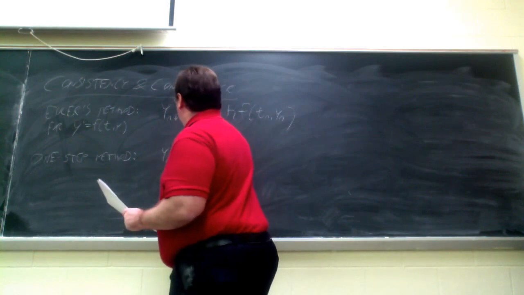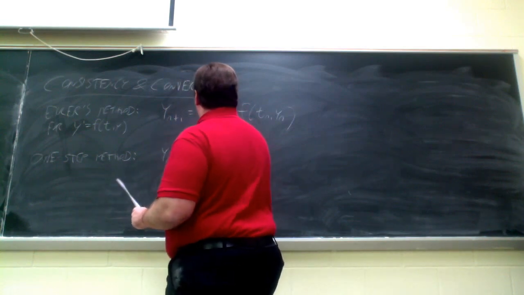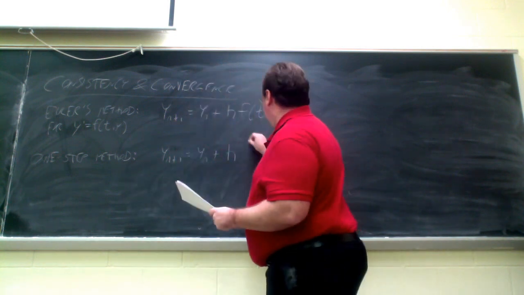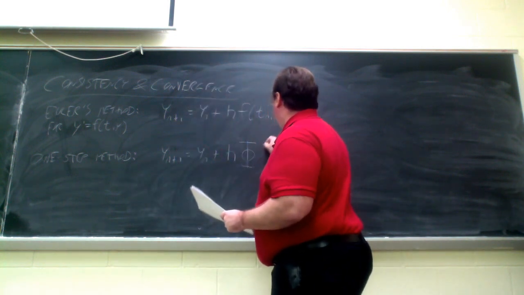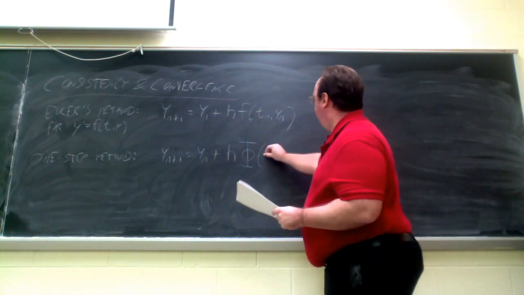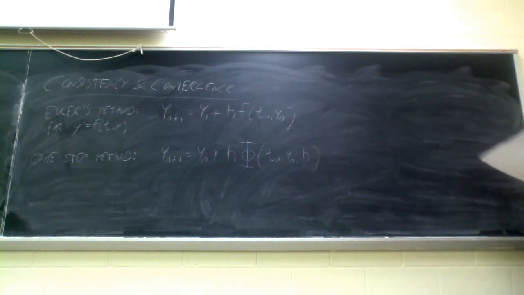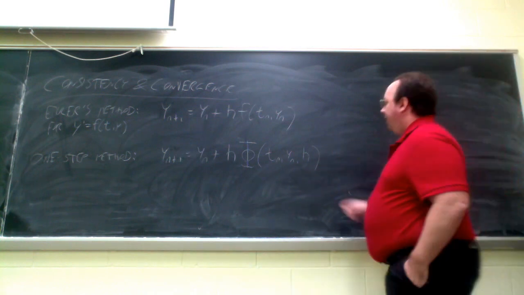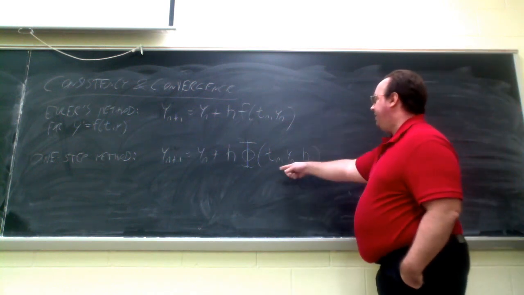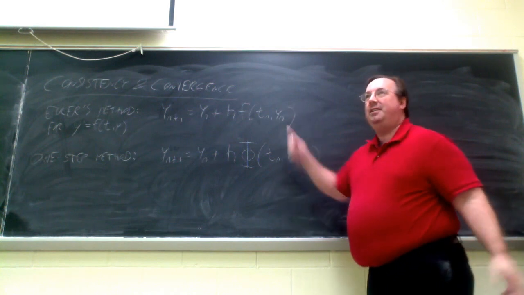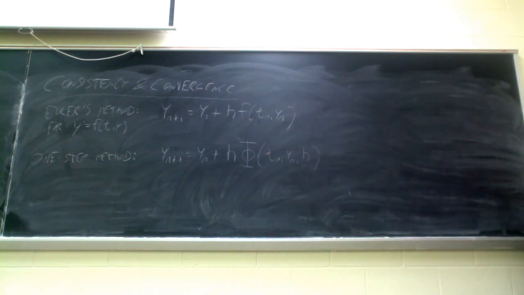Where y_{n+1} is computed as long as we have some function phi that has its arguments t_n, y_n, and h. Okay. So for instance, for Euler's method, your function phi is just going to be f. Quite simple, but we'll see other one-step methods where the function phi is much more elaborate in order to get high order accuracy.